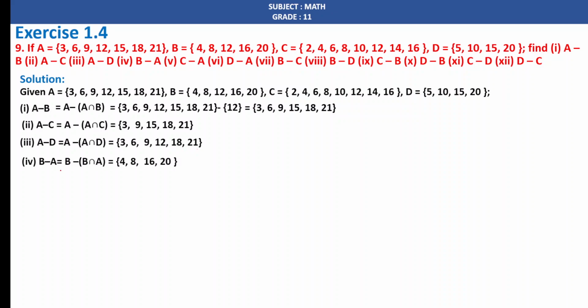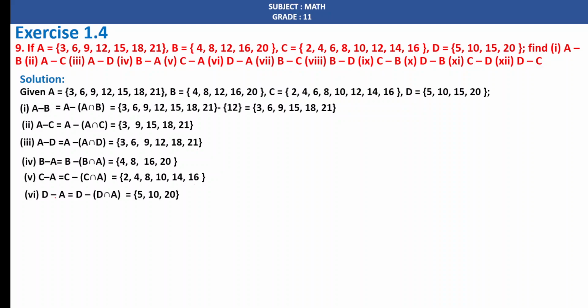Fourth one, B minus A is equal to B minus B intersection A, that is equal to {4, 8, 16, 20}. Fifth, C minus A is equal to C minus C intersection A. If we see the combination of these even numbers, we have to remove the common elements. We are going to get {2, 4, 8, 10, 14, 16}.